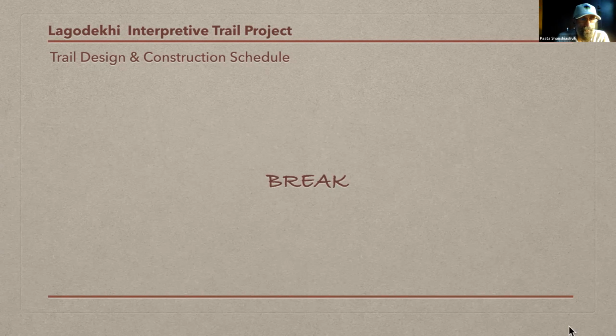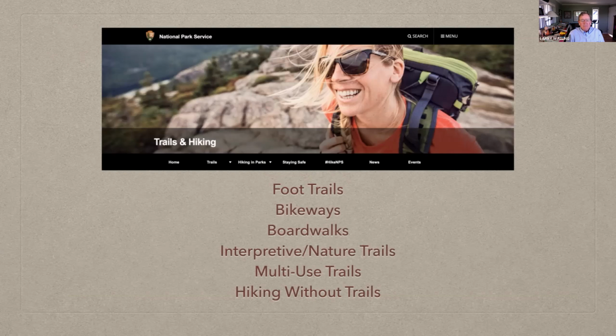Yes. Thank you, Larry. Okay, so continuing. The National Park Service has a brochure that's nicely designed by Harper's Ferry using the Unigrid system. And they identify trails and hiking in these 6 different kinds of trails: foot trails, bikeways, boardwalks, interpretive nature trails, multi-use trails, and hiking without trails. And we call that bushwhacking in the United States.